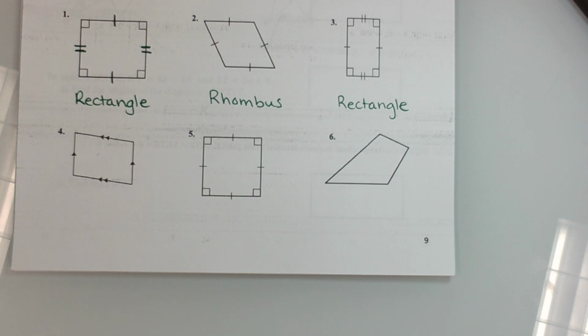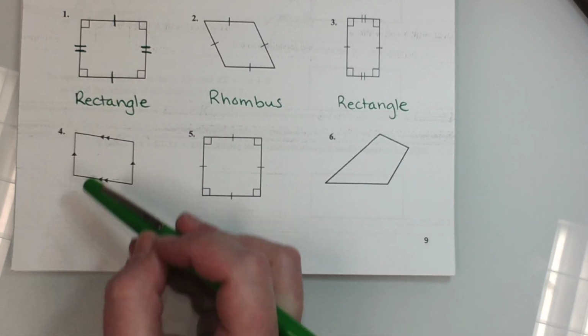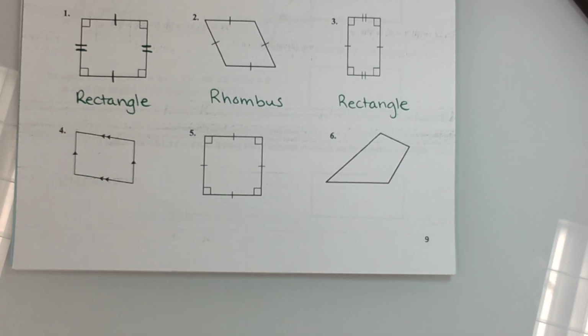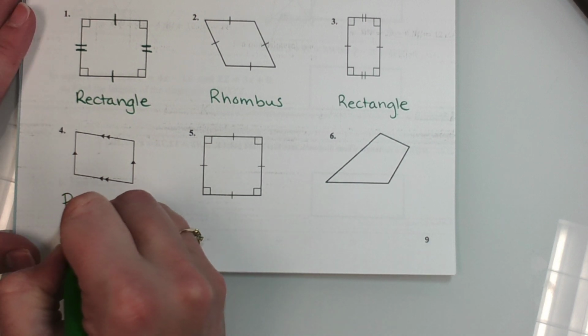Okay, question 4. Rhombus implies all 4 sides are congruent. Do you have anything indicating those are congruent? Nope. The only thing I know is opposite sides are parallel. In a quadrilateral in which opposite sides are parallel, it is a parallelogram.